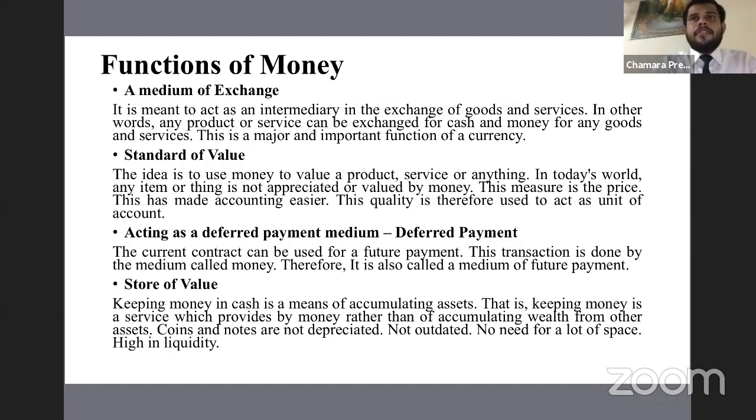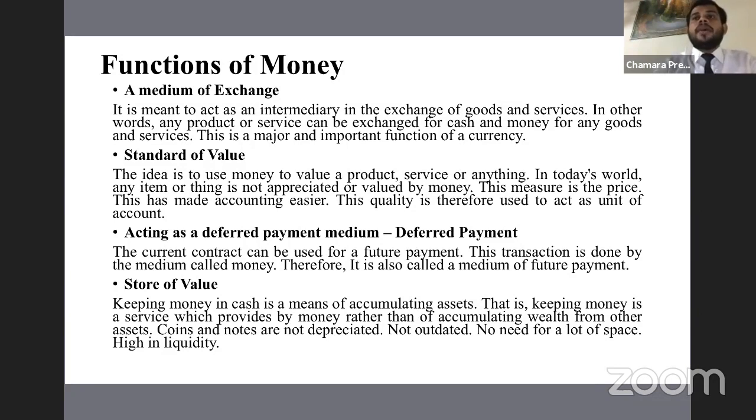Okay, so then standard of value, the idea is to use money to value a product. Everything nowadays we can value in terms of money, monetary value. As we took an example, if it's a vehicle, and it's a used one, based on the number of years it has been used, we can give a monetary value for that particular vehicle. So that is the standard of value. In today's world, any item or thing is valued by money. This measure is the price. This has made accounting easier. So this quality is therefore used to act as a unit of account.